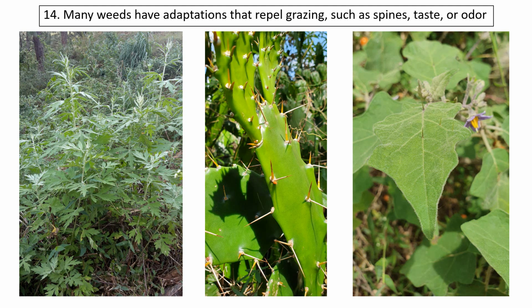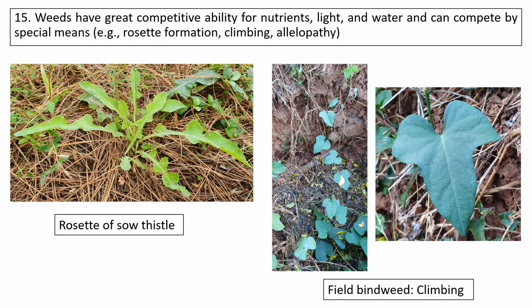14. Many weeds have adaptations that repel grazing such as spines, taste, or odor, as in the case of Artemisia, cactus, and Solanum species. 15. Weeds have great competitive ability for nutrients, light, and water and can compete by special means. For example, forming a vegetative rosette, climbing, or through allelopathy, as shown here in the pictures of sow thistle and field pennycress.